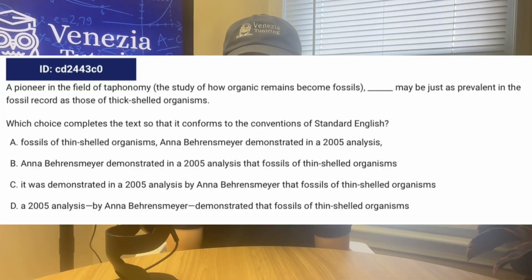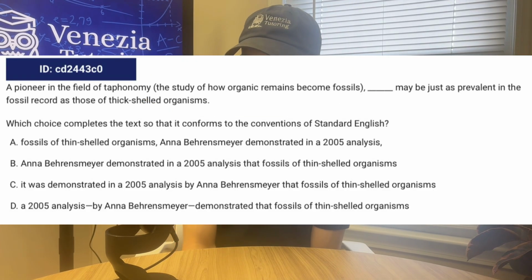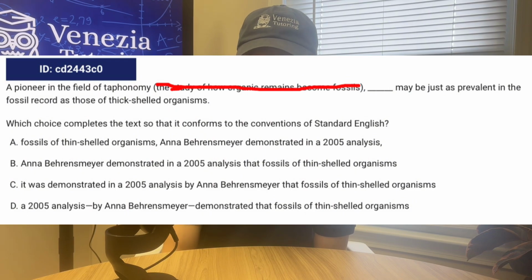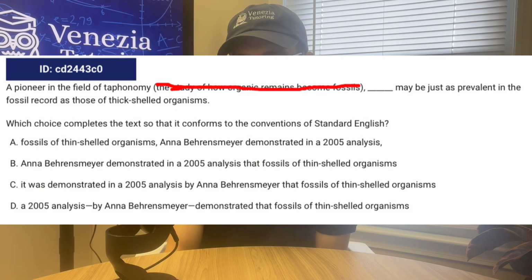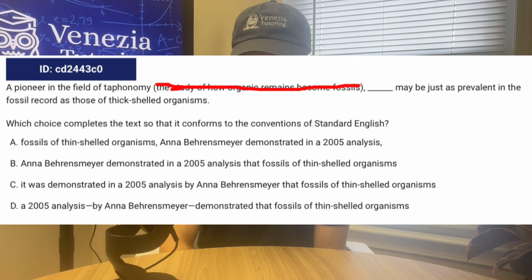A pioneer in the field of taphonomy, and then what do we notice here? A parenthetical phrase that we're often crossing out to turn the noise down of sentences, unless we deem that information to be critical to answer the question. In this case, for now, I'm going to go ahead and cross it out. A pioneer in the field of taphonomy, blank, may be just as prevalent in the fossil record as those of thick-shelled organisms. Okay, so the modifier is a pioneer in the field of taphonomy.